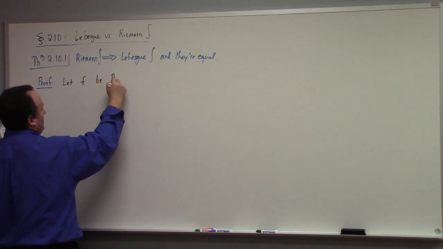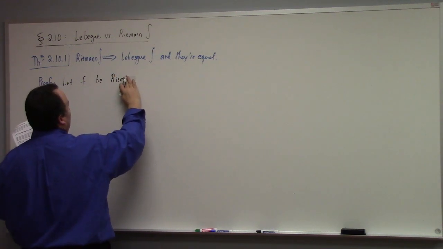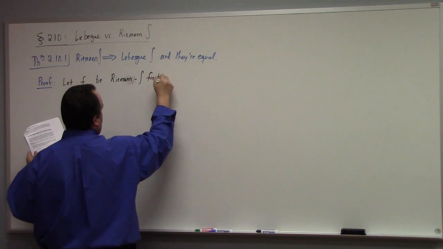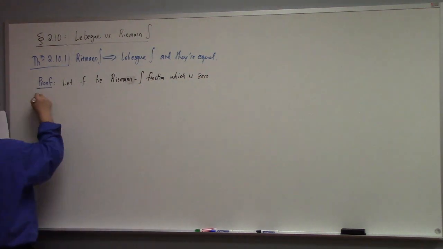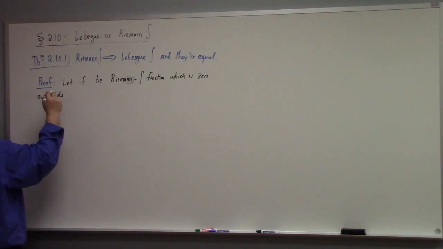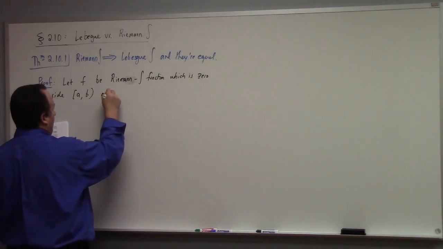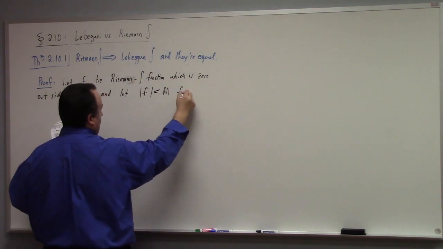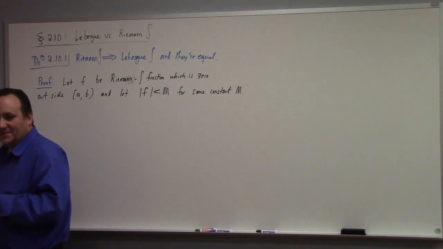He says, let f be a Riemann integrable function vanishing outside AB, which is 0 outside the half-open interval A to B, and let the absolute value of f be less than M for some constant M. So apparently, without loss of generality, the Riemann integral concerns bounded functions.